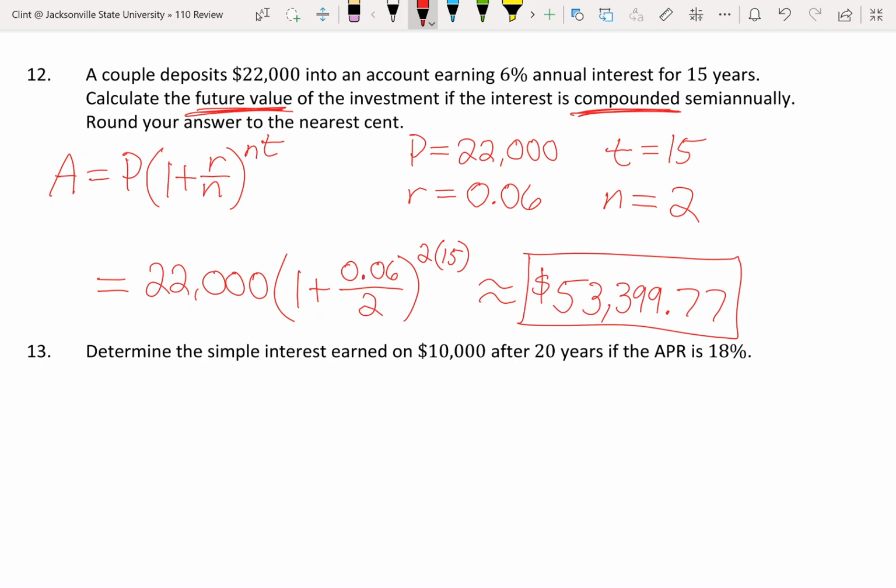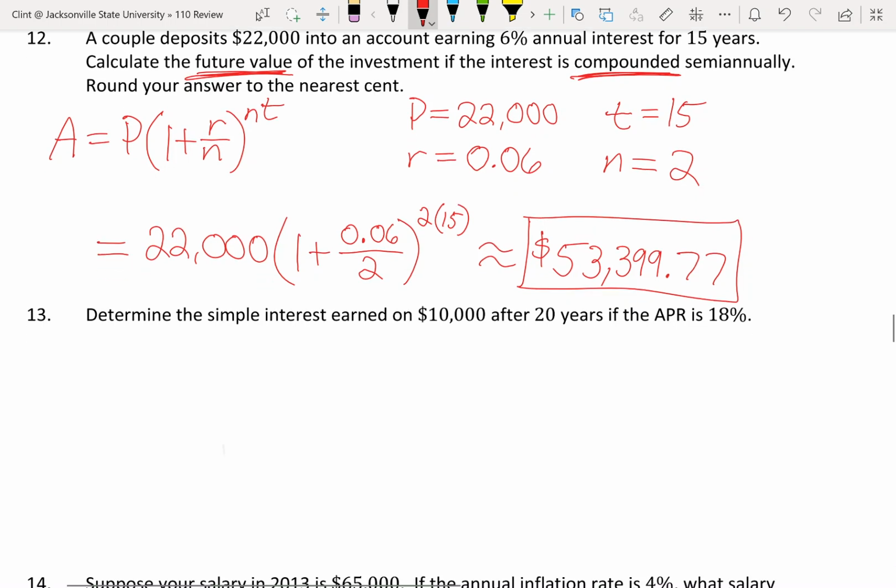So again, on test day, I highly suggest you write this part down too. That way, if you accidentally mistype something in the calculator and get this part wrong, I can go back and see that you knew what you were doing here and give you some credit. Questions on any part of that one? Okay.